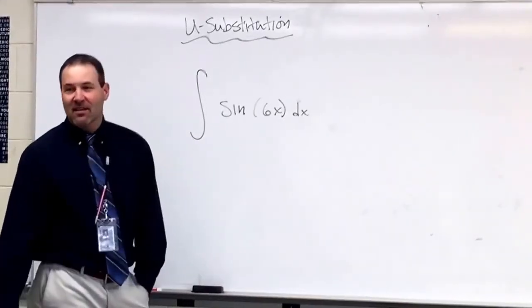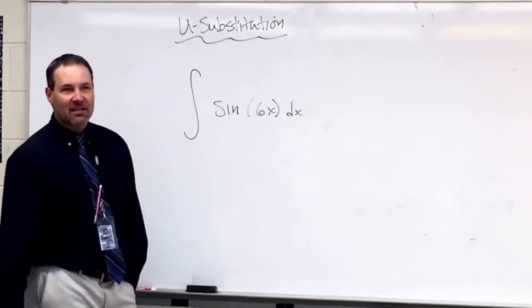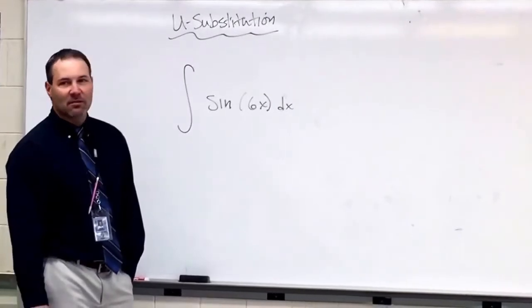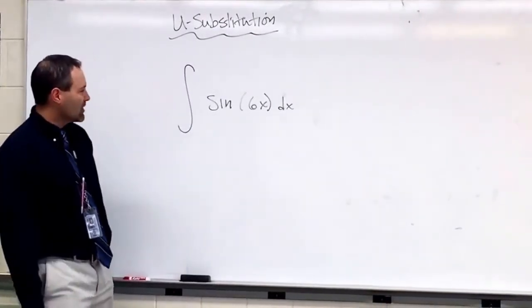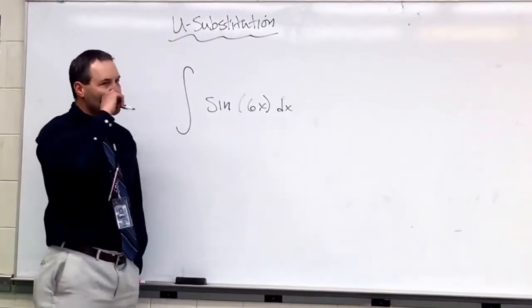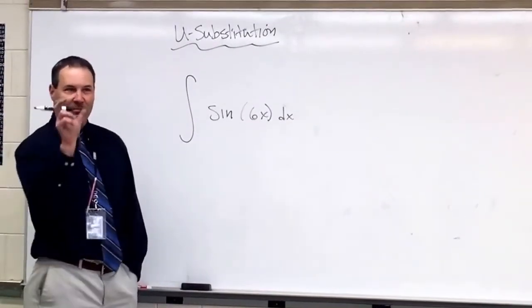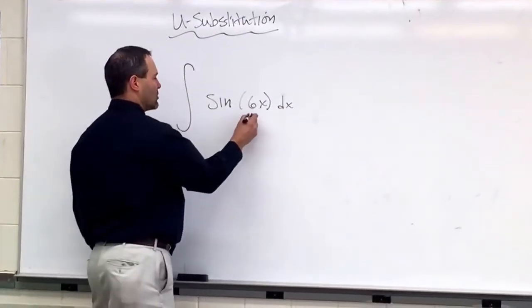Alright, here's the process. We could probably figure out this antiderivative in our heads, but we're going to use u substitution to walk our way through it. So what we need to do is choose our u. U is a function of x. It's a part of the problem. That is your u right there.